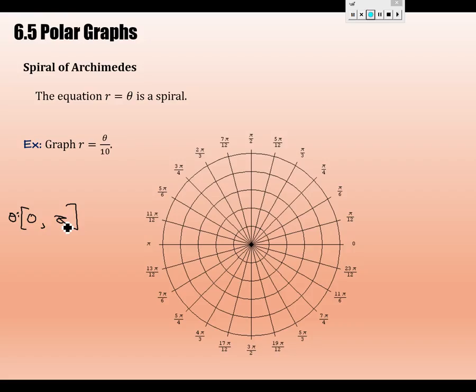What happens if you graph this from like negative 4 pi to 4 pi or something? Well, then you could try it. You'll get kind of like 2 spirals on top of each other, going in opposite directions. Yeah, mess with your window maybe a little bit.